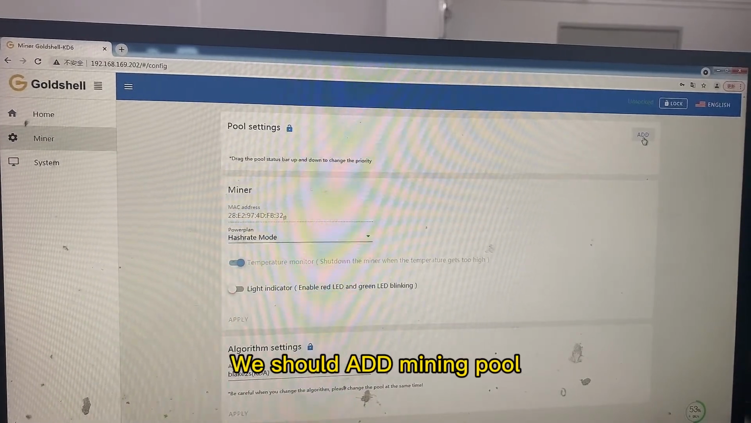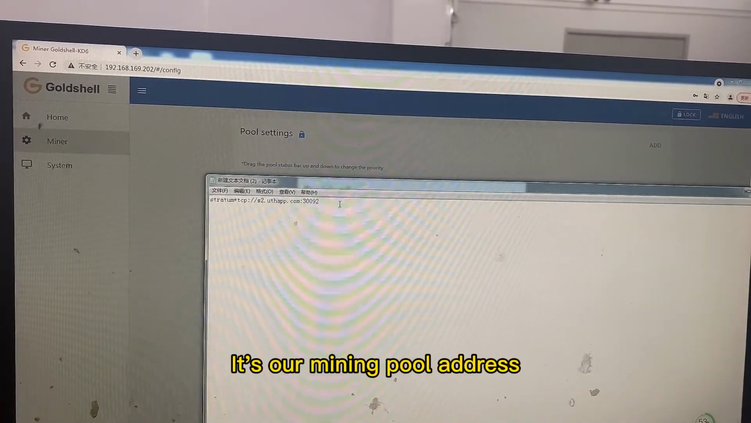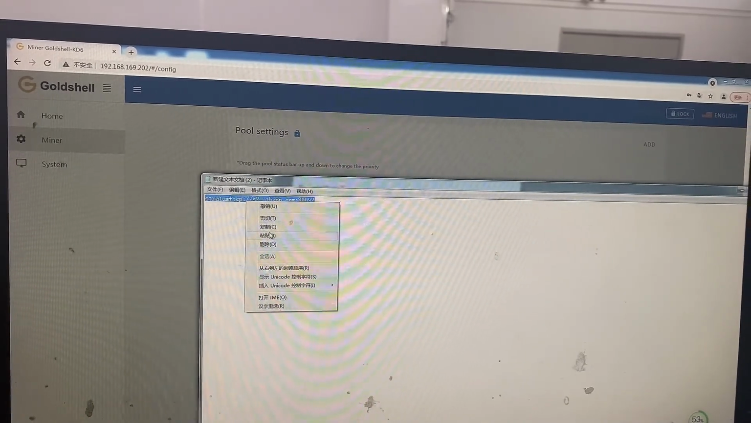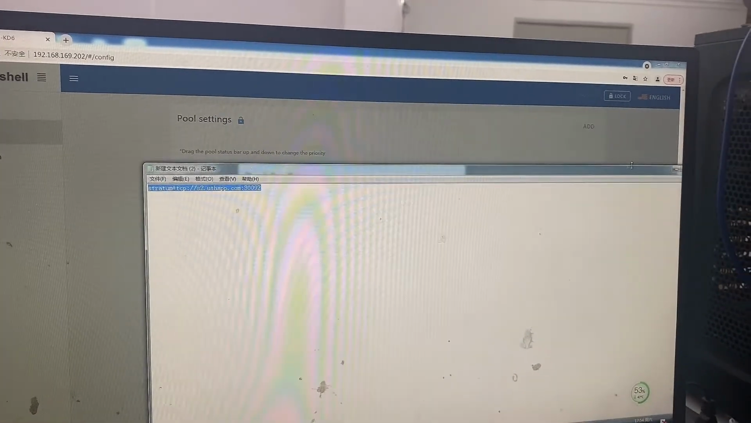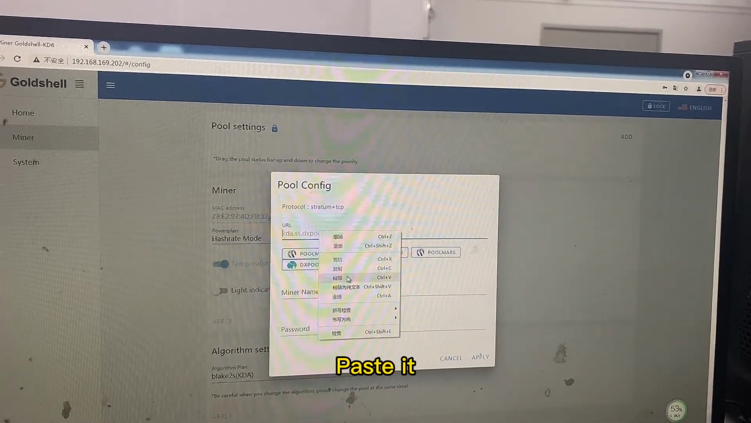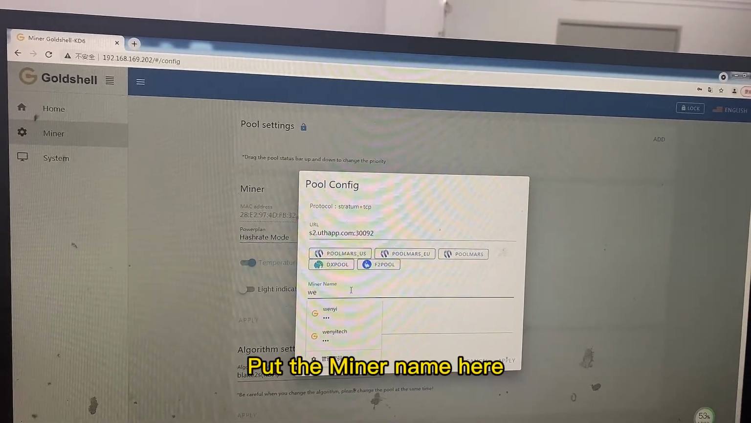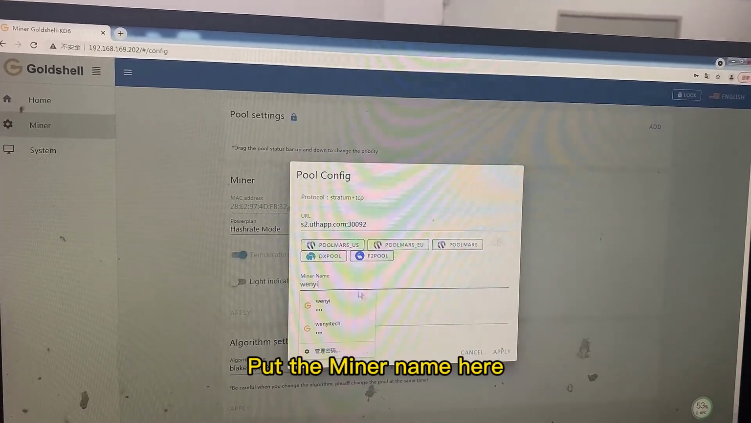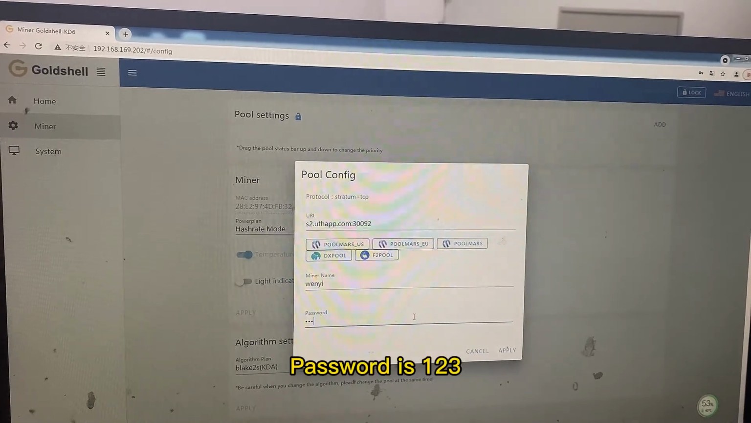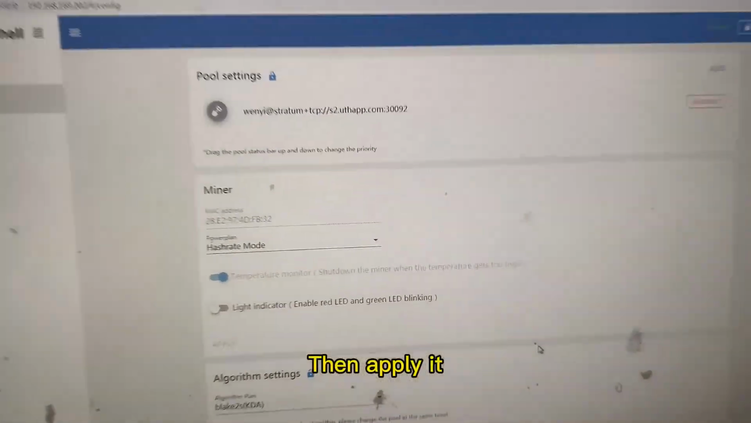The second step, we have to set the mining pool. We should add the mining pool. Copy our mining pool address and paste. The miner name is our miner name. Password 123. And then apply.